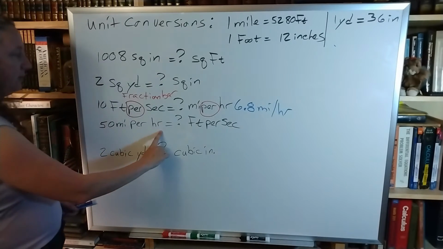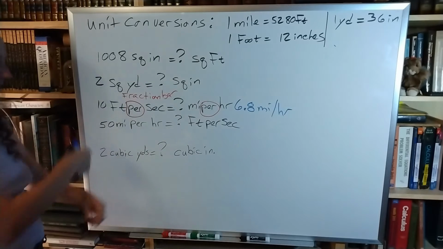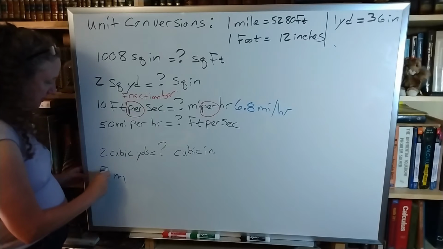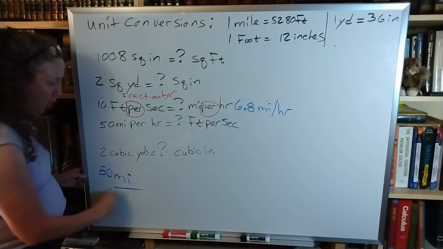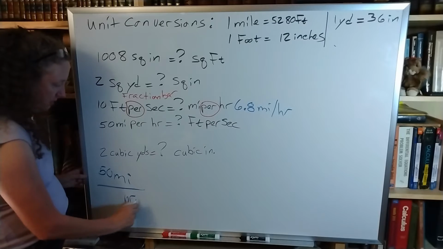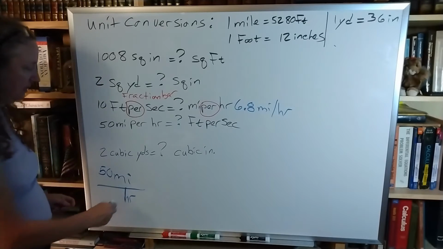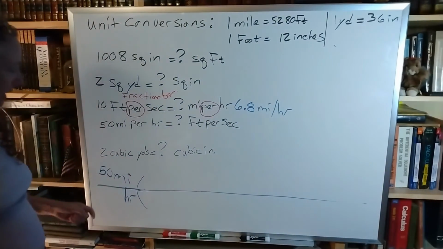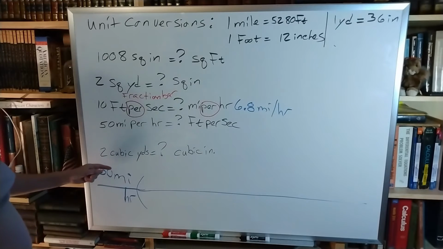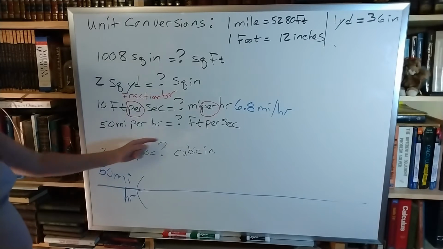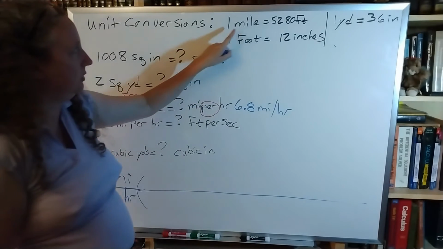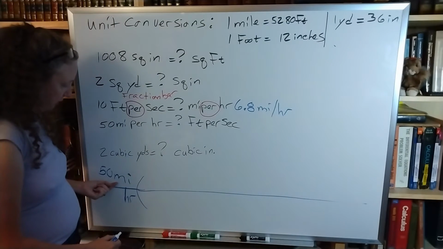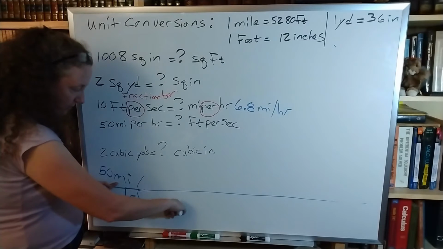So now we're going to do 50 miles per hour going to feet per second. So we're going the other way around. I have the 50 miles per hour. I may as well draw that fraction bar all the way across because I'm going to have to use it a couple of times. Okay. I want to go from miles to feet. So I look through my things, I see 1 mile, 5,280 feet, okay. So I can do it straight. Miles is on the top. I need to put it on the bottom here.